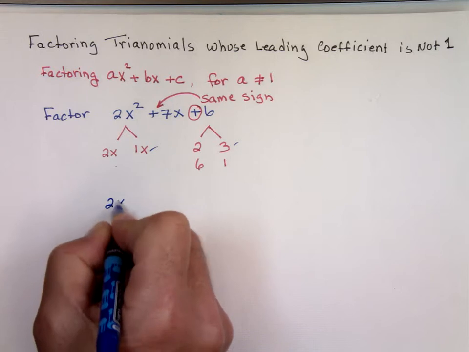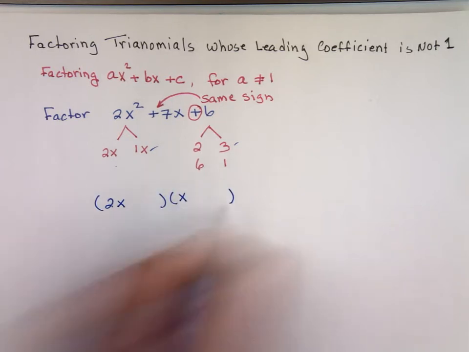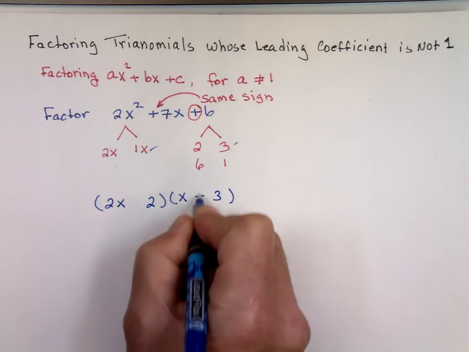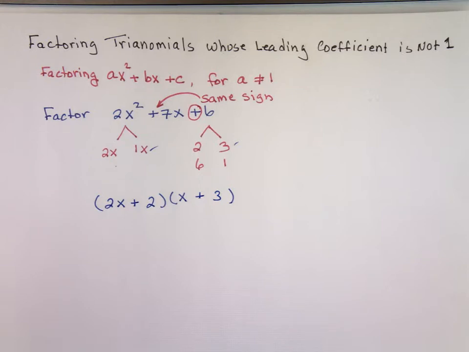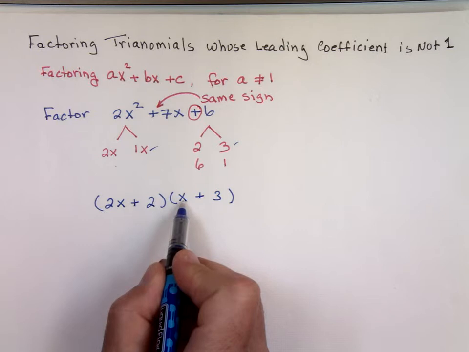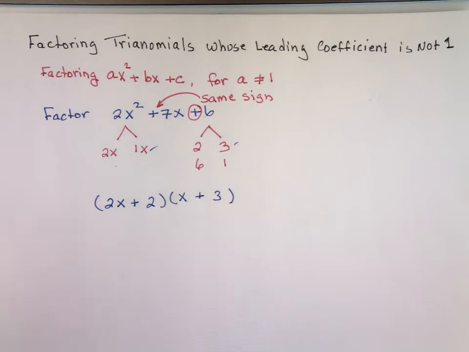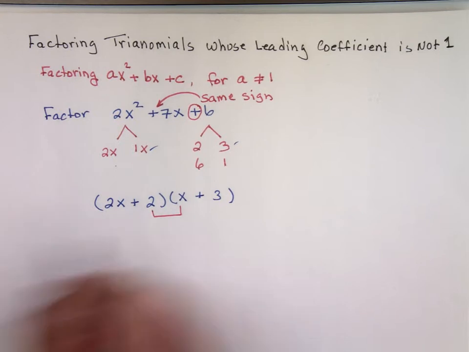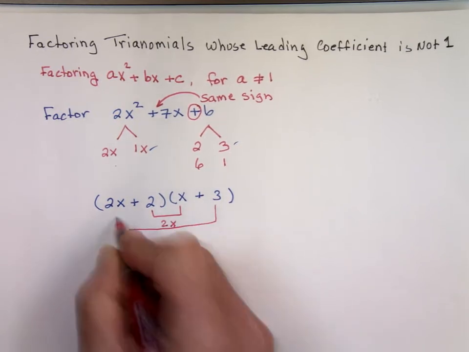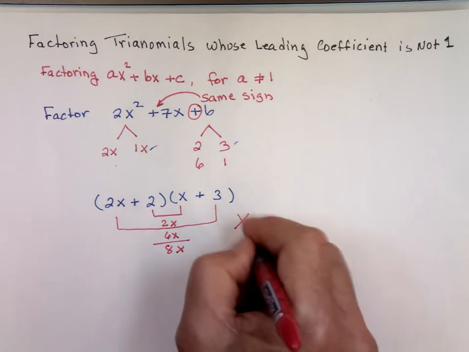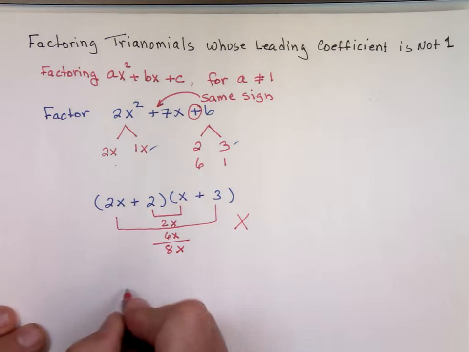So let's try that. 2x and x. You don't have to put the 1 and x. The 2 and the 3. Let's put a 2 here and a 3 here, both positive. And the question is, is this correct? I know 2x times x is going to be 2x². That's good. I know 2 times 3 is plus 6. That's also good. The question in my mind: do I have plus 7x? The way to see is you multiply these two out, that's 2x, and you multiply these two out, that's 6x, and when you add them, 2x plus 6x is 8x, not 7x. So that's not good. This is not working.